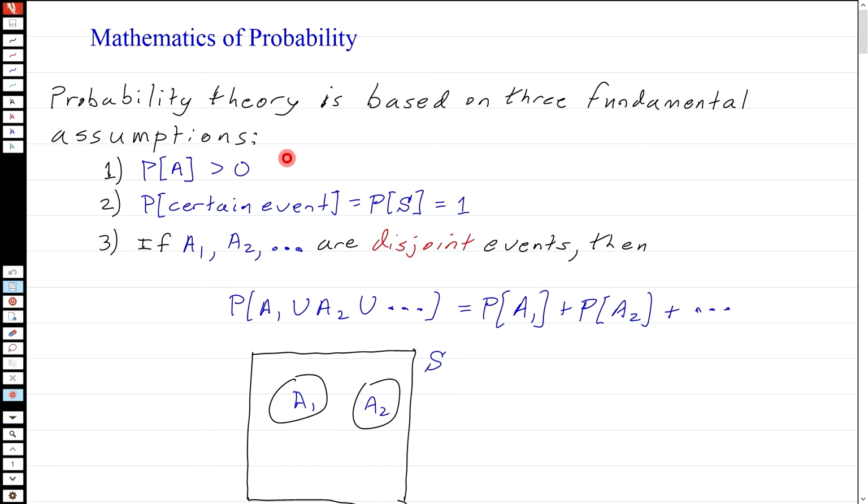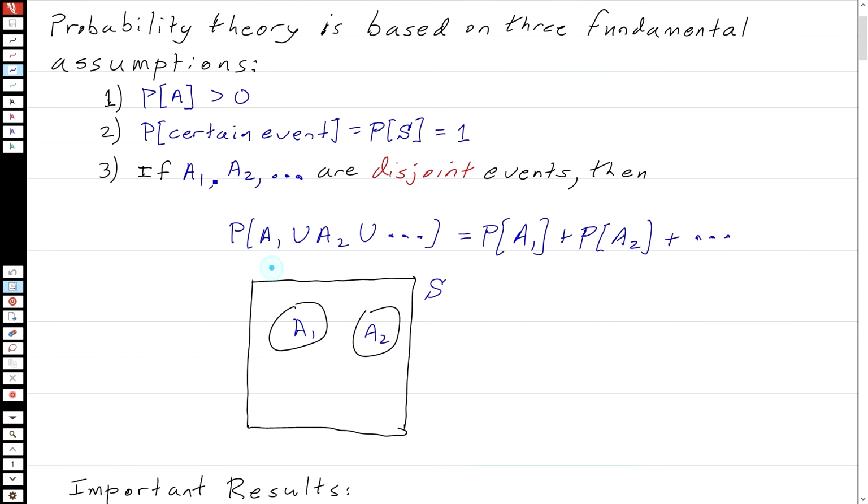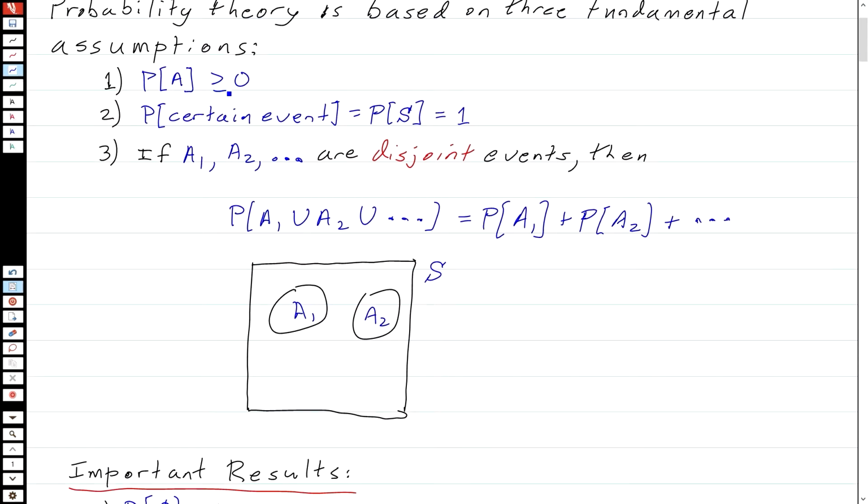off. First of all, we assume that all probabilities are non-negative. So that should be greater than or equal to 0. And the probability of a certain event is 1. So basically this means that all our probabilities are going to be between 0 and 1.